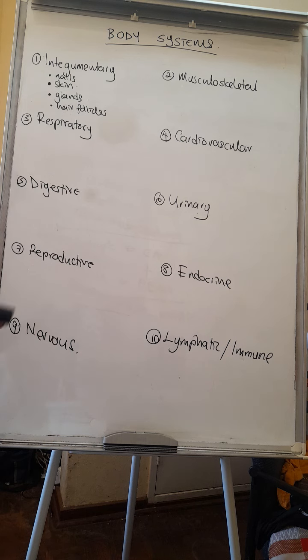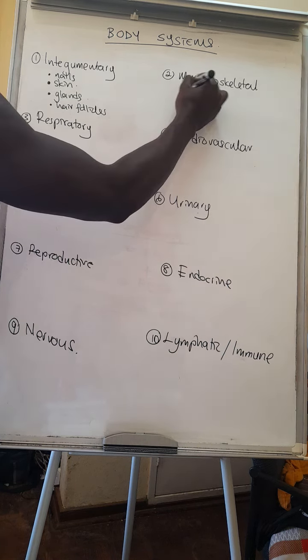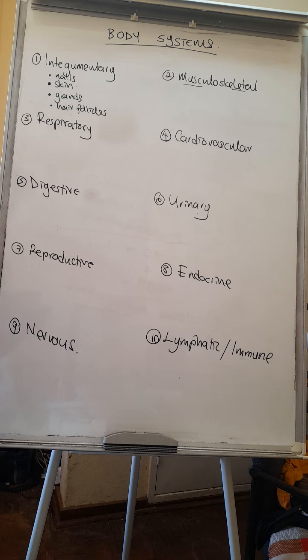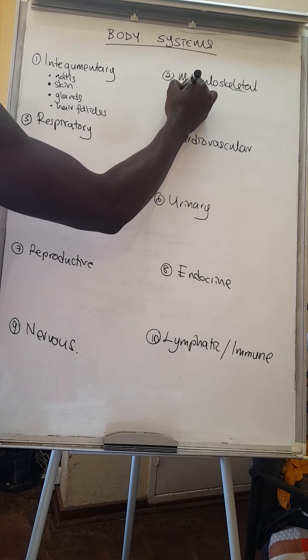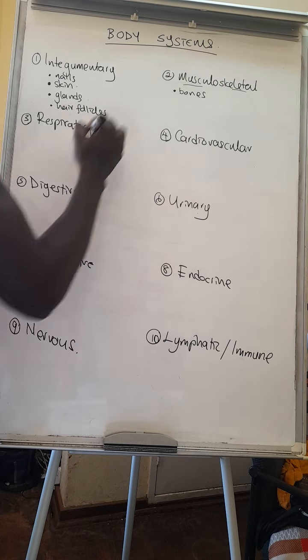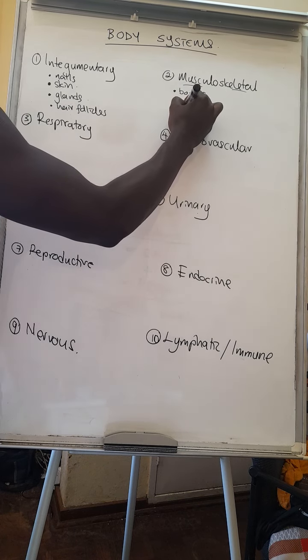This system is combined, so it's a compound system. You have a muscular system and a skeletal system. Here we're talking about the big muscles in the body, our skeletal muscles. That constitutes the musculoskeletal system. We have bones, obviously, and we have muscles.